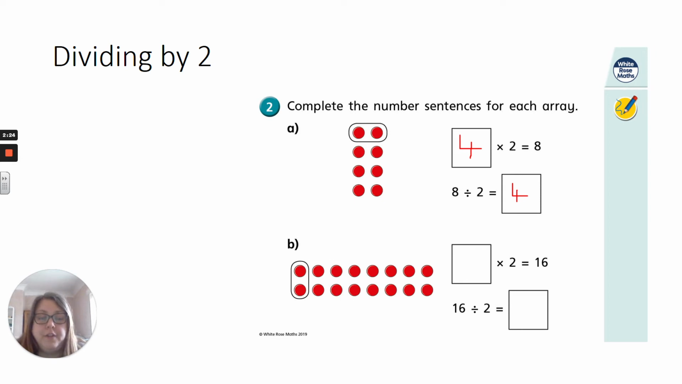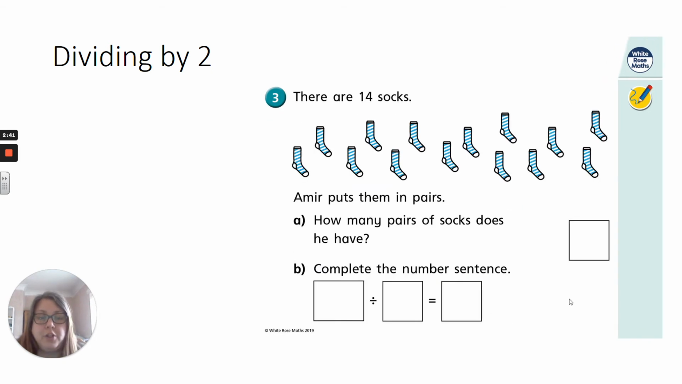Let's see if you can have a go at this one then. We've got 8 groups, and we times that by 2 to give us 16. Therefore, 16 divided by 2 gives us 8. So it's the inverse, isn't it? Division is the inverse of multiplication.